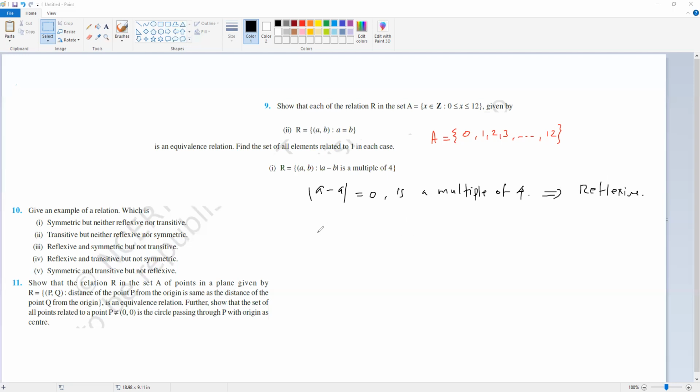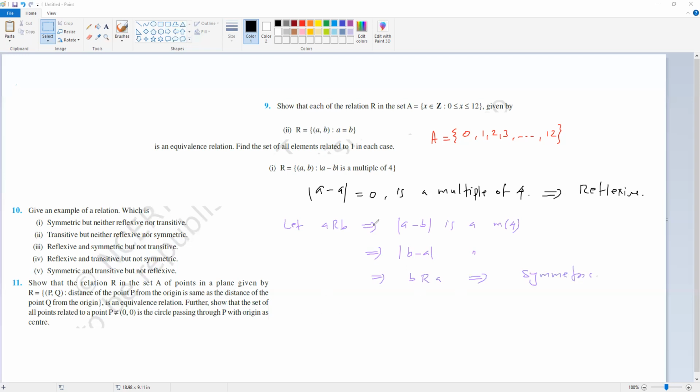Now prove symmetry. To prove symmetry, let a be related to b, that implies a minus b is a multiple of 4. I'm just writing a symbol for multiple of 4. So a minus b is a multiple of 4, then b minus a is also a multiple of 4. That means b is related to a. That implies the relation is symmetric.